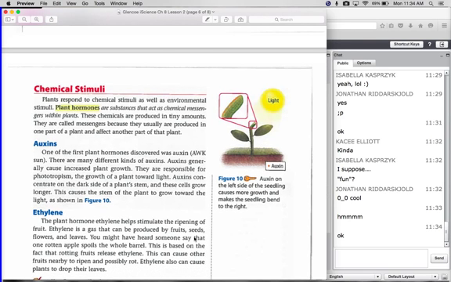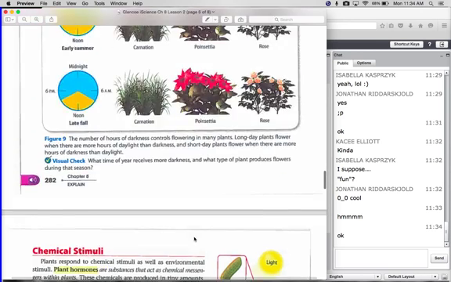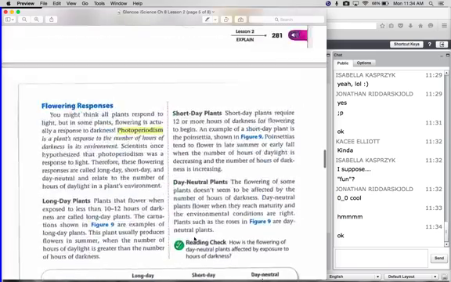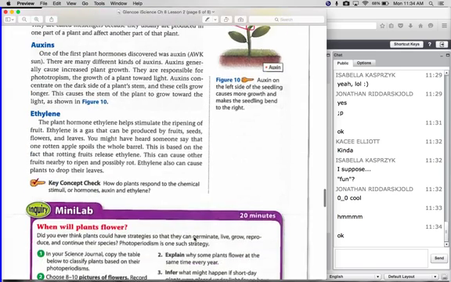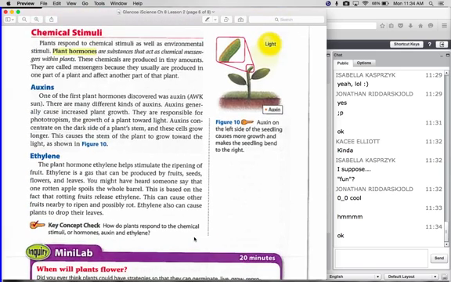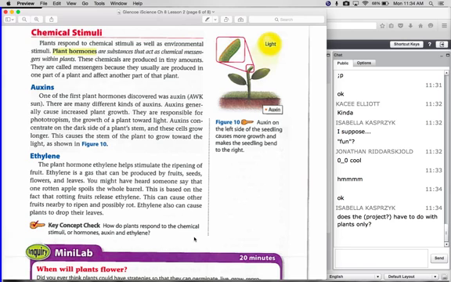All right. Chemical stimuli. So we talked about touch stimuli, gravity stimuli, and light stimuli. We even talked about phototropism and photoperiodism and that kind of stuff. Now we're going to talk about chemical stimuli. Plant hormones are substances that act as messengers within plants. The reason they call it a messenger is because usually these chemicals and hormones are generated someplace else, and then they're put into places.